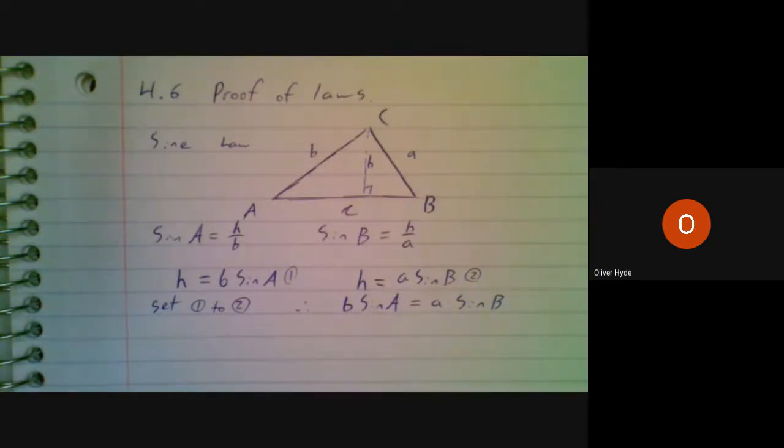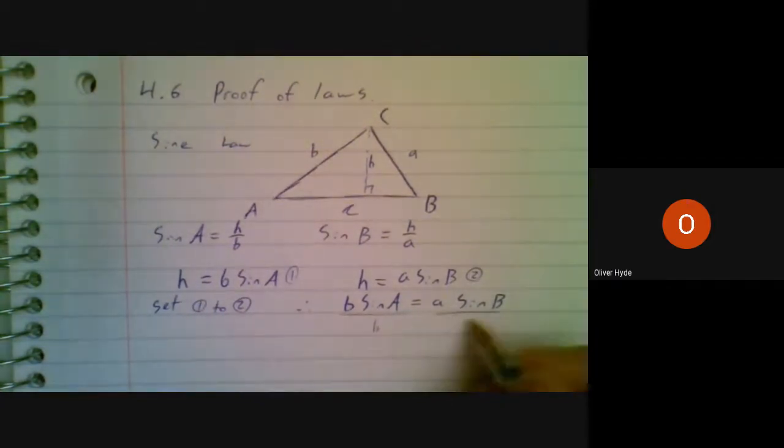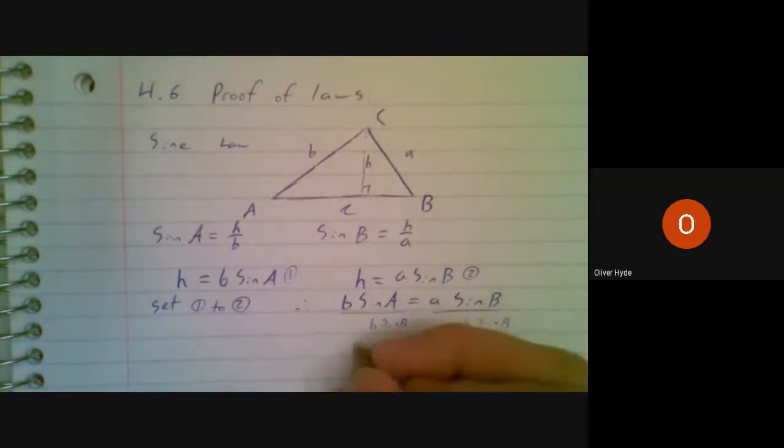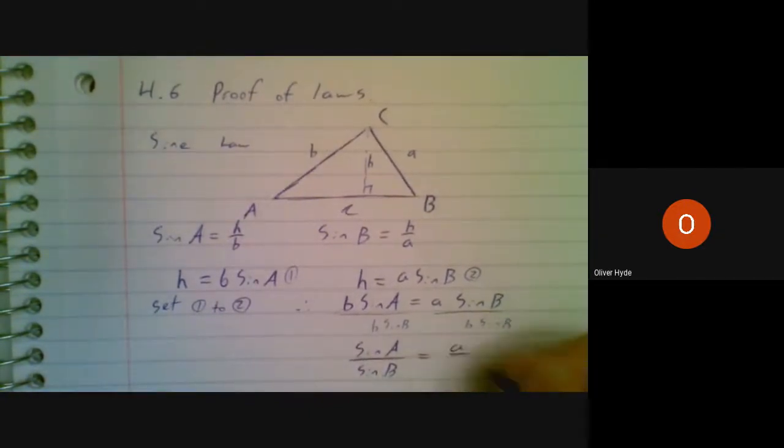Most students usually isolate for either a side length or an angle. Let's just see how that happens. Maybe to isolate for the angle, I'll divide both sides by b. I'll also divide both sides by the sine of B. So what we discover is that the ratio of the sine of an angle divided by the sine of another angle is equal to the ratio of the corresponding sides, like that. Oh, sorry, that's probably not the format of the sine law that you're used to.